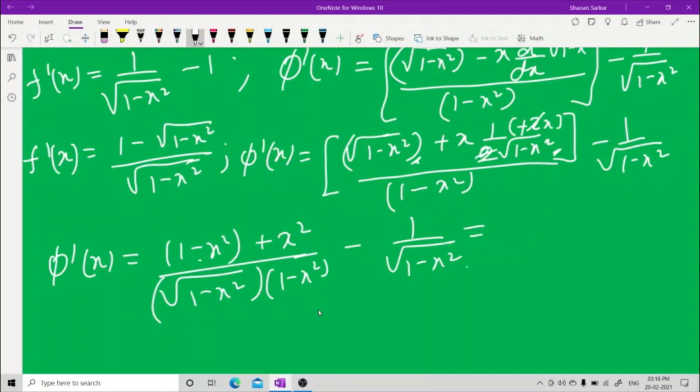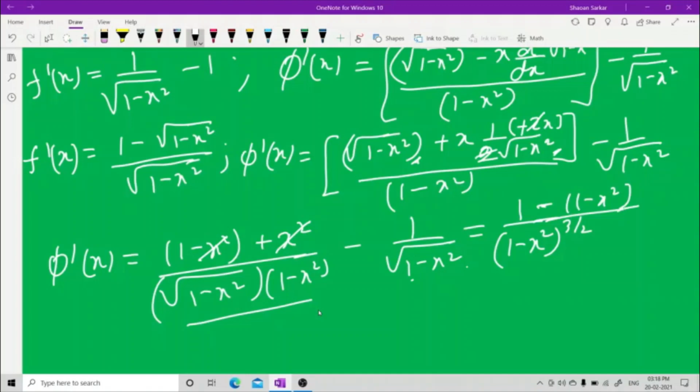So this x square cancels out. This becomes 1 upon 1 minus x square to the power of 3 by 2. Take the LCM here, minus 1 minus x square. So phi dash x becomes x square upon 1 minus x square to the power of 3 by 2. This is the thing. अब हमारे पास क्या क्या है, एक ये है और एक ये है.